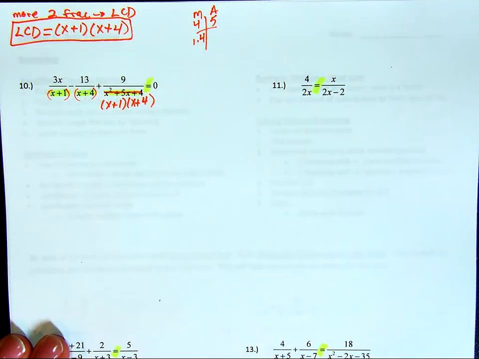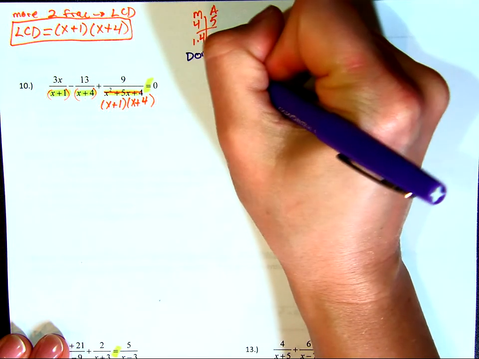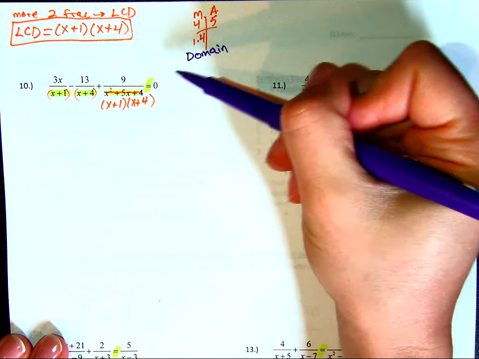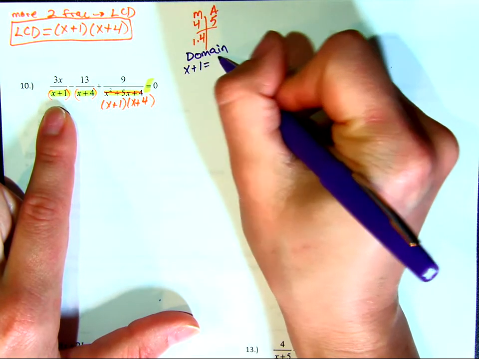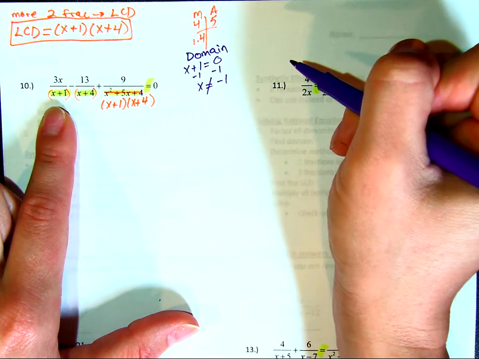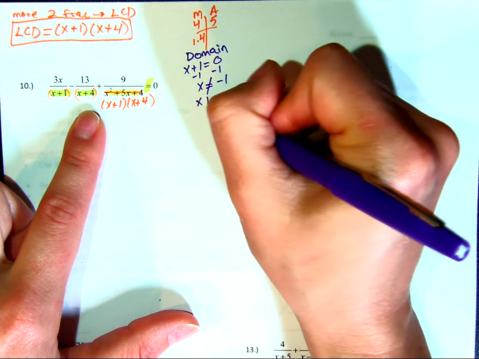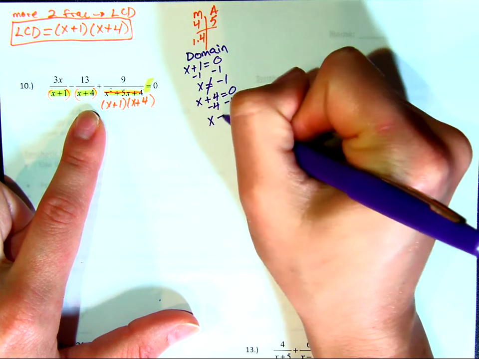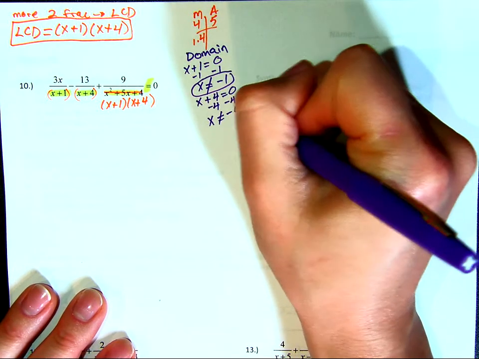However, please, please, please do not forget that you also have to deal with domain, right? When you're solving equations, you have to have domain. So anytime you see an equal sign, you have to do domain, which means setting the denominator equal to 0 and solving, and remembering that that is not an acceptable answer. So x cannot equal -1 in the end. So x plus 4 equals 0, subtract the 4, x equals -4, and again, that's not an acceptable answer. So these two numbers are not acceptable.